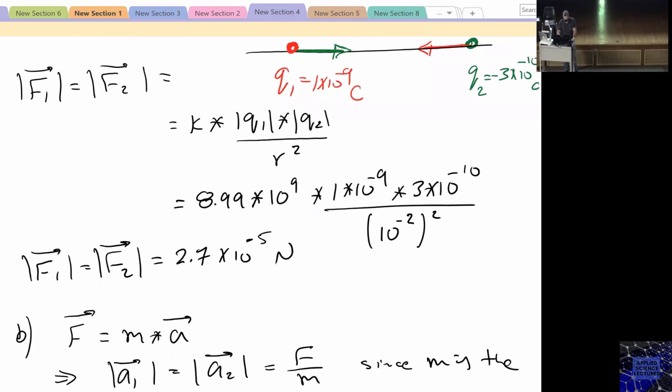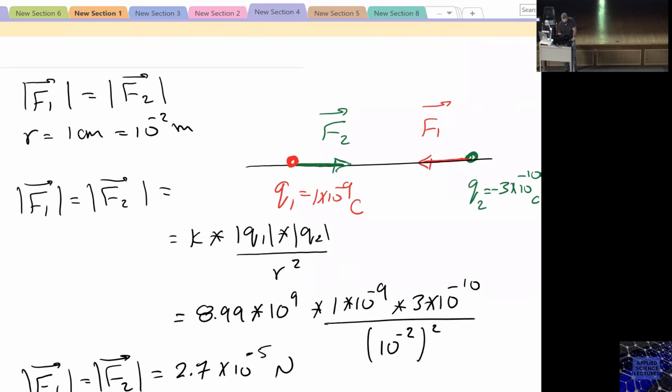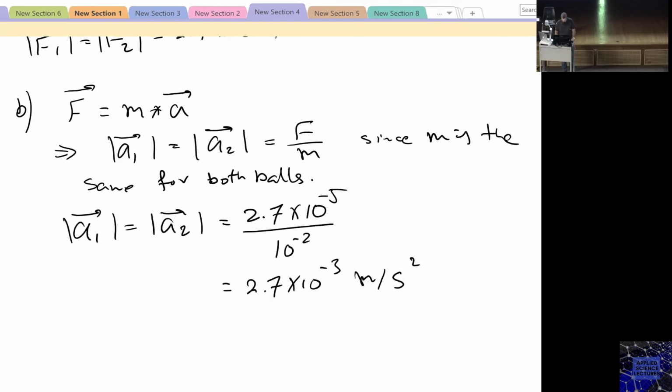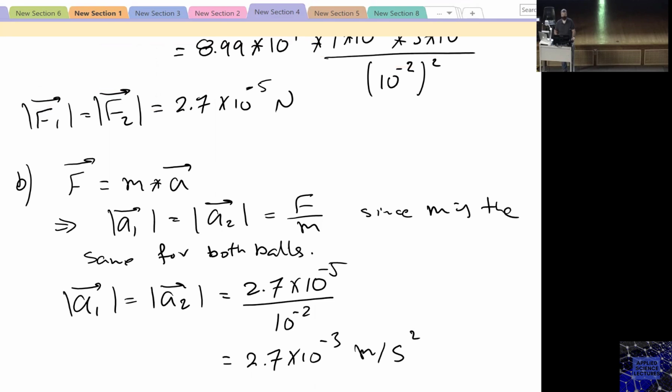If I want to put this acceleration on my diagram here, I can say that this is A1 and this is A2. Right? We have said before that the acceleration is in the same direction of the force. Okay. So this is how we solve for the acceleration. Any question about this problem?